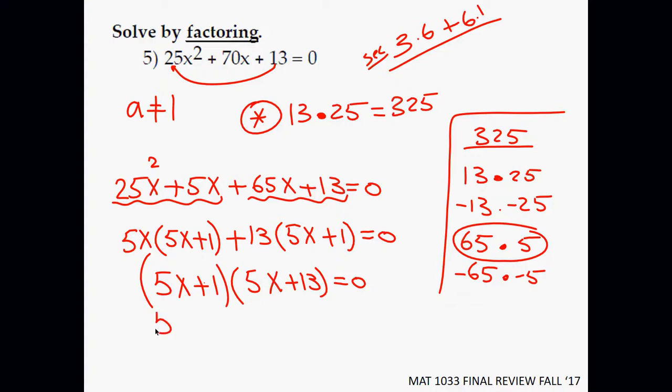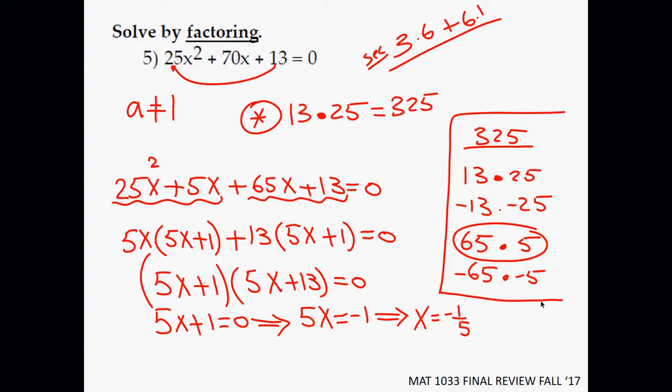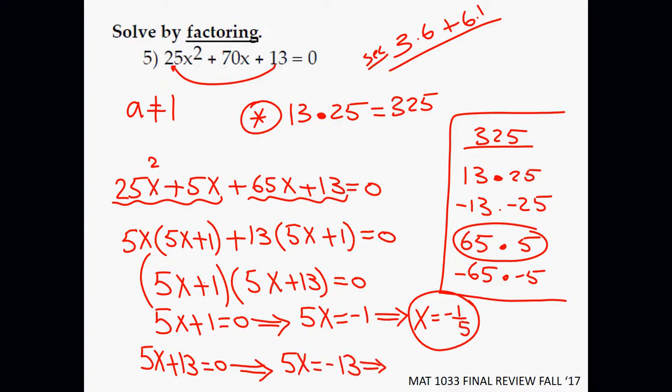Two numbers, their multiplication is 0, means the first one equals to 0. And from here, if we move the 1 to the other side, 5x equals to -1. Then if we divide over 5, you get x equals to -1 over 5. So that will be the first one. Now we have to take the second term, which is 5x plus 13 equals to 0. If we move the 13 to the other side, you get 5x equals to -13. Divide over 5, you get x equals to -13 over 5. And that would be my second solution. And that would be part C.